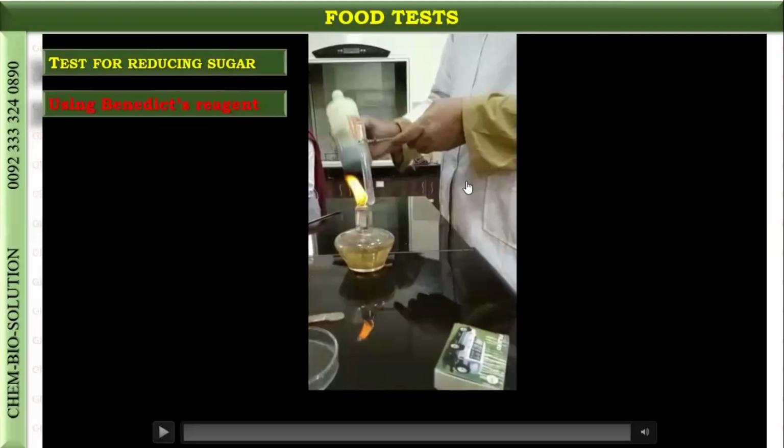Now see the same test with Benedict's reagent, and here we are using the direct heat, but not necessarily that we use the direct heating for Benedict's reagent. We can use the direct heating when you are using Fehling solution as well. So it is not specific.